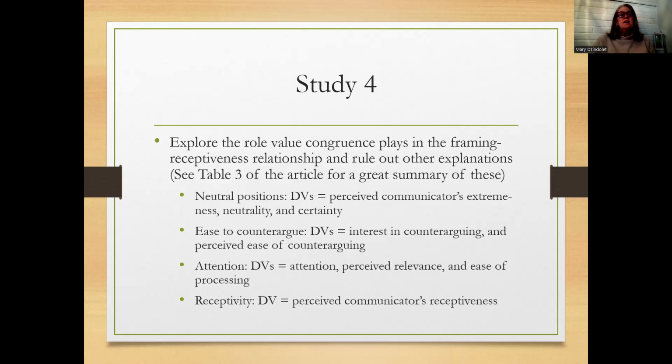Another idea is perhaps when you frame something in an opposed frame way, it grabs our attention more because things that are negative grab our attention more from an evolutionary perspective. That helps us to stay alive. It's more important that we're able to see things that might hurt us than things that are okay. So in order to explore if that's the case, they measured people's attention, their perceived relevance, and their ease of processing the message.